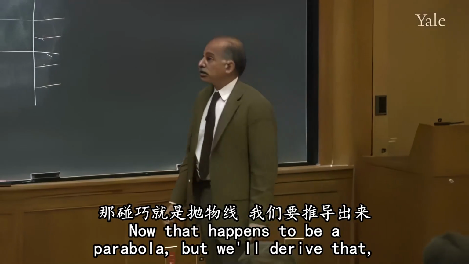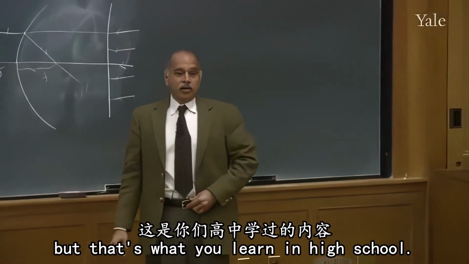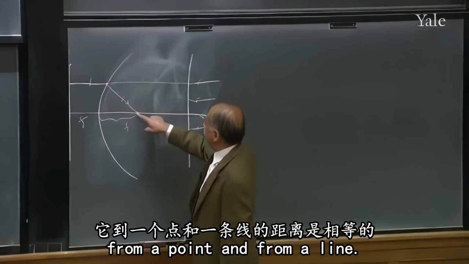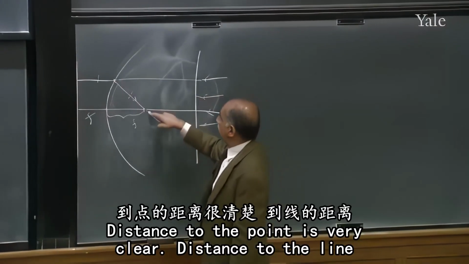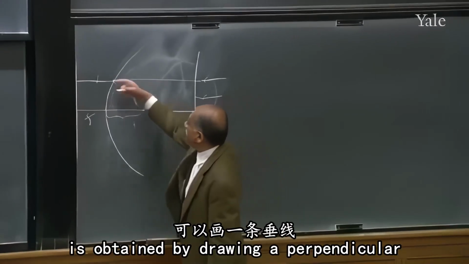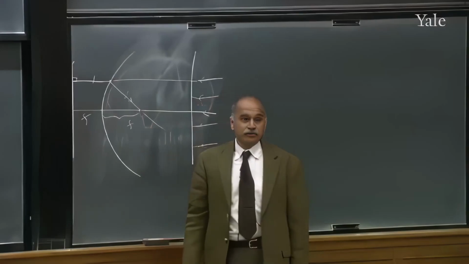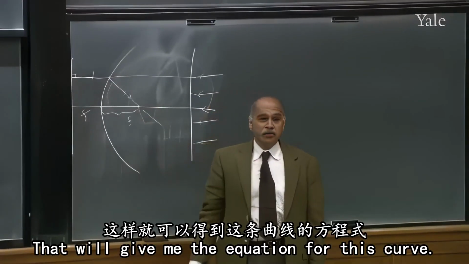Now that happens to be a parabola, but we will derive that, but that's what you learn in high school. A parabola is a curve which is equidistant from a point and from a line. Distance to the point is very clear. Distance to the line is obtained by drawing a perpendicular and measuring that distance, the shortest distance. So I'm just going to equate these two. That's it. That'll give me the equation for this curve.